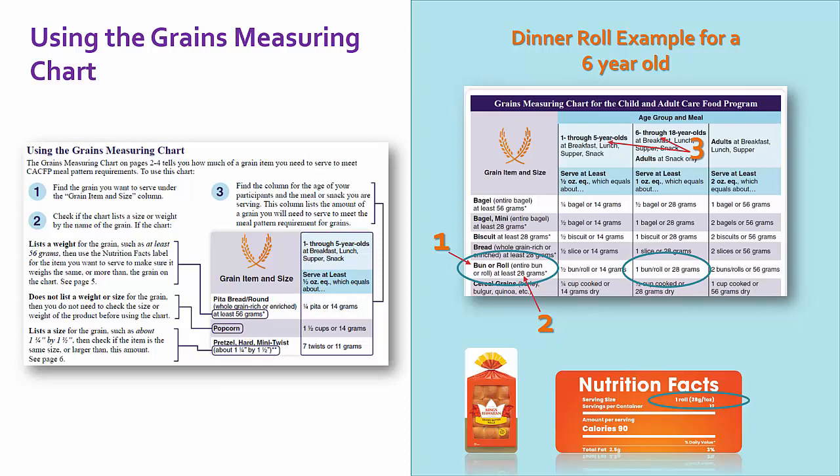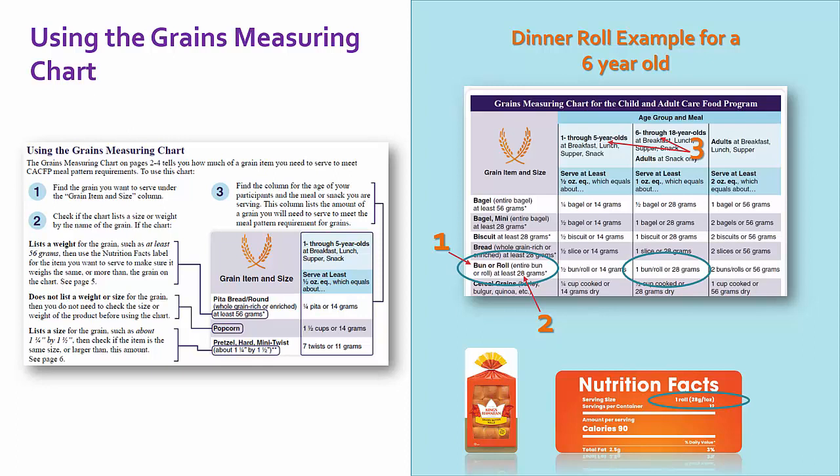Let's do dinner roll for a 6-year-old. So let's go ahead and pretend that we have our 3 charts, and on this page we find the roll. So we found roll, and it does indicate the weight that's required for this roll. So it's stating here 28 grams. So let's look at the nutrition facts label for this roll, and here in the bottom we notice that the serving size mentions that 1 roll weighs 28 grams.